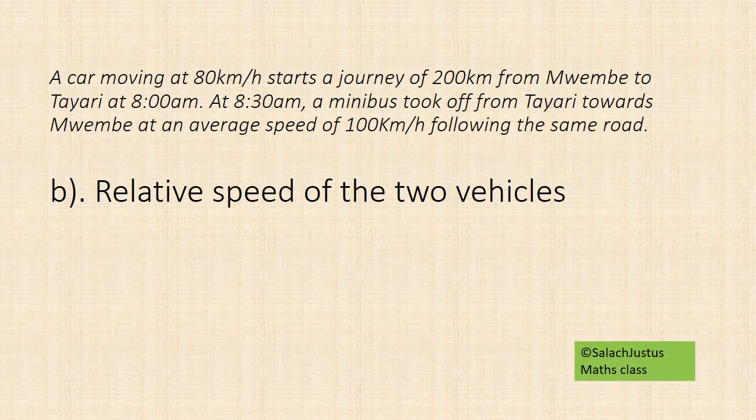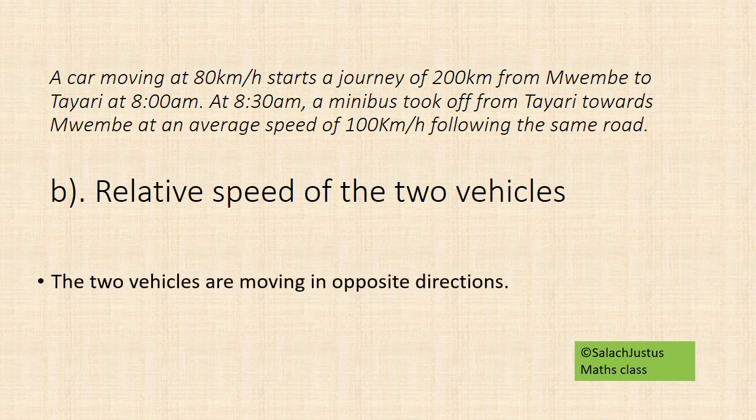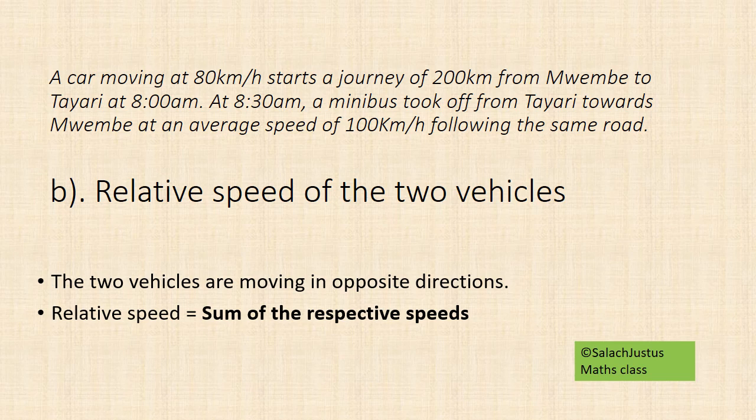Second question, the relative speed of the two vehicles. The car traveled at 80 kilometers per hour and the minibus traveled at 100 kilometers per hour. Therefore, to get the relative speed, the vehicles are moving in opposite directions, so we shall find the sum of their respective speeds. Relative speed shall therefore be 80 plus 100, giving us 180 kilometers per hour.